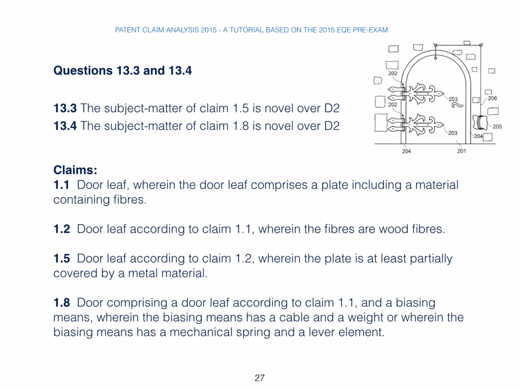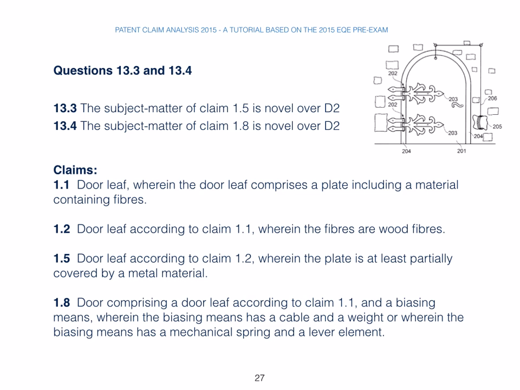For 13.3, the statement is the subject matter of claim 1.5 is novel over D2. We see the picture of D2 there. And for 13.4, the subject matter of claim 1.8 is novel over D2. Let's have a look at the claims. Claim 1.5 says wherein the plate is at least partially covered by a metal material, and 1.5 depends upon 1.2, which is wood fibers, and that depends upon 1.1, a plate including a material containing fibers.